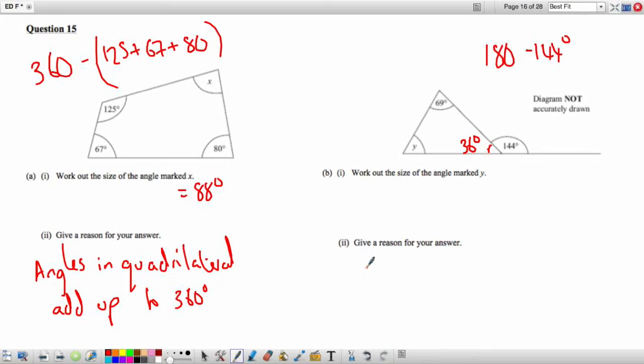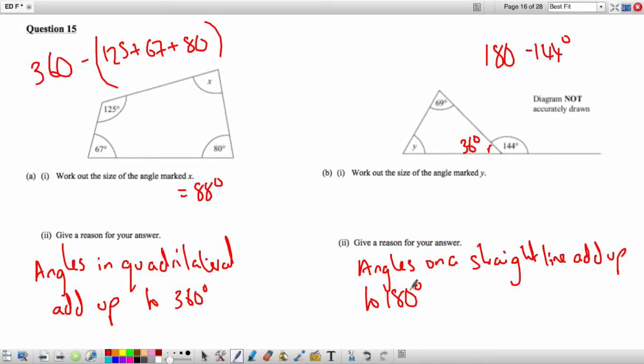So when we're giving our reasons, our first step is that angles on a straight line add up to 180 degrees. Once we have that, we then have a triangle. So we can add these three angles, which should give us 180.